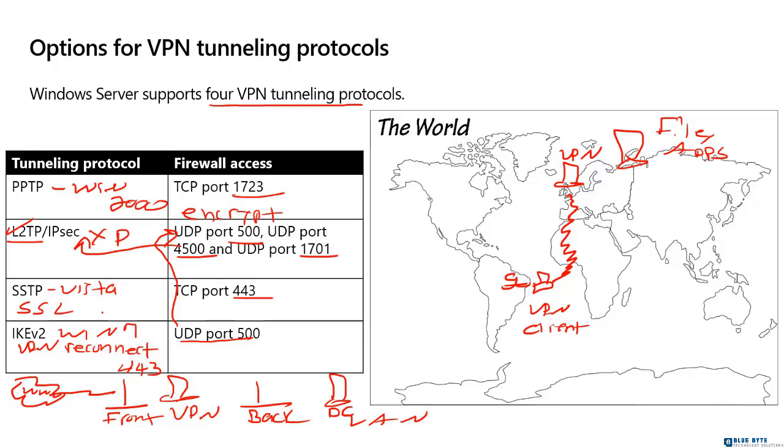But those would be the four options: PPTP, L2TP, SSTP, IKE v2 for our tunnel protocols. Whichever of these you choose, the end result is ultimately still just this secure connection over the internet between your client here and your VPN server, just 4 choices for your protocol that actually does it.